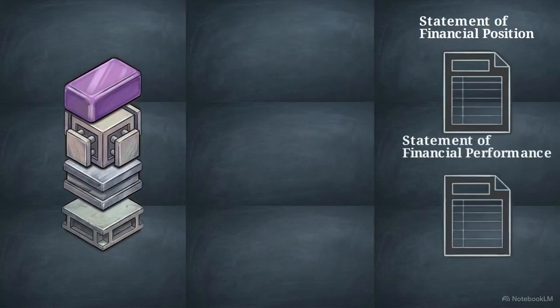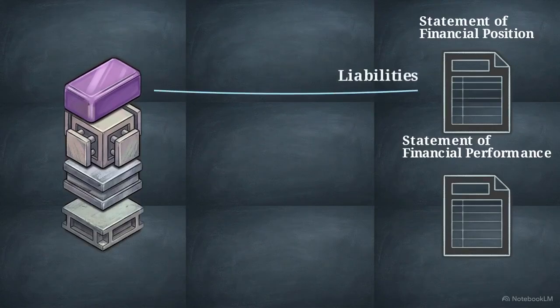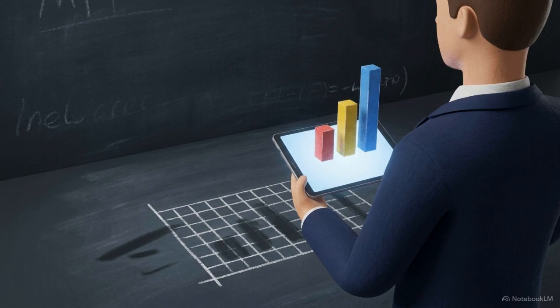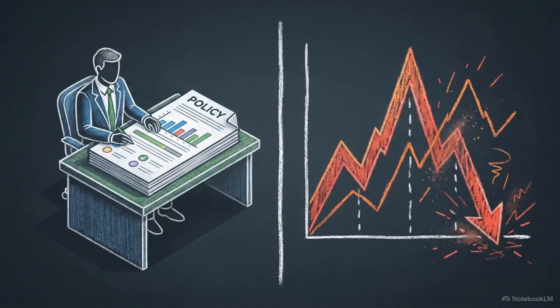This diagram shows how the abstract measurement blocks map cleanly onto the final financial statements. The CSM flows into liabilities, the release of coverage units drives insurance revenue, and the discount rates flow into insurance finance income and expenses. This architecture isolates key variables for analysts. They can separate an insurer's underwriting service performance from the volatility of financial markets.